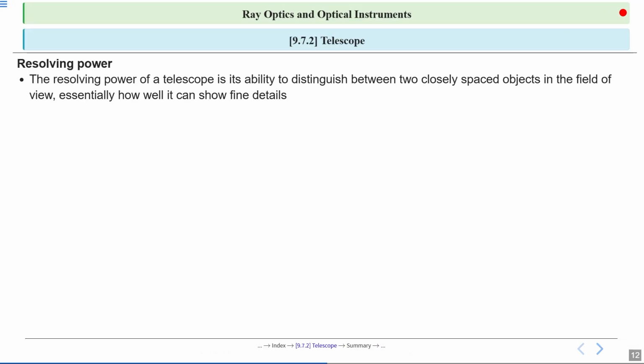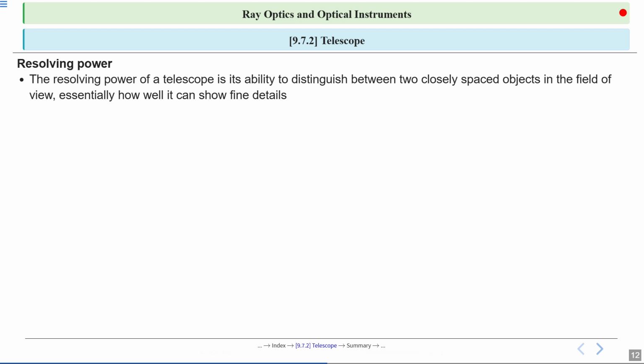Let's delve into what resolving power means. It's the telescope's ability to differentiate between two closely spaced objects in its field of view. This is essential for astronomers who need to see fine details in celestial bodies. Think of it as the telescope's sharpness in viewing the distant stars.